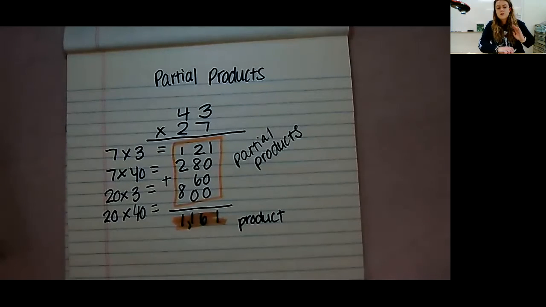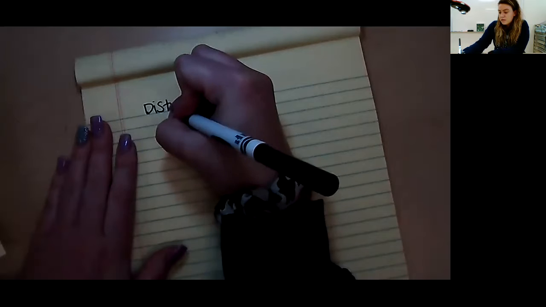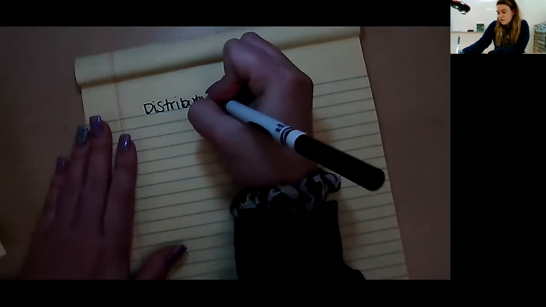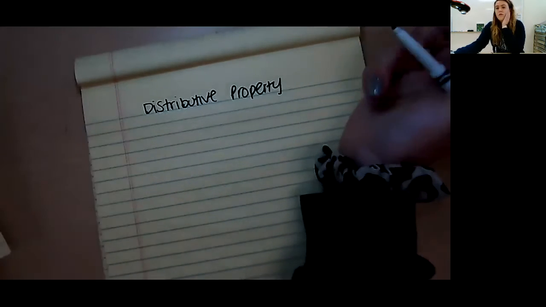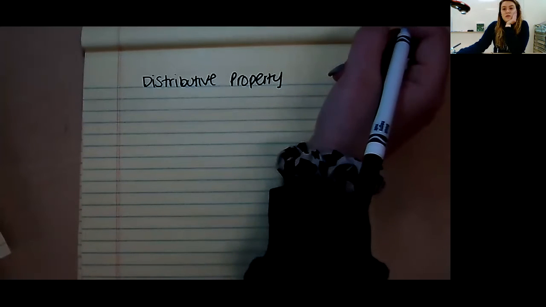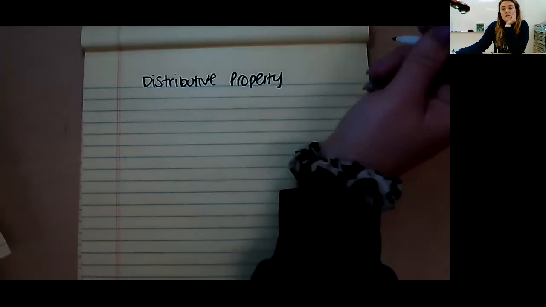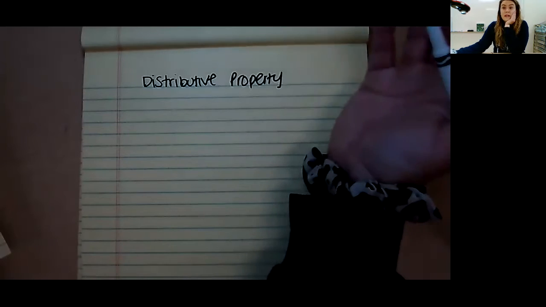The last strategy for multiplying by place value that I'm going to talk about is the distributive property. This property, I would say, is focused more in 4th grade compared to 5th grade. But I did loop with my class from 4th to 5th, and I had students that liked the distributive property, remembered it from 4th grade, and continued to use it in 5th grade.